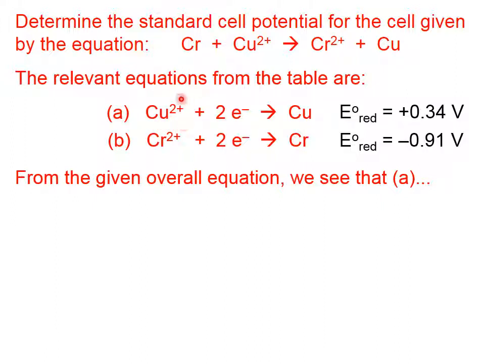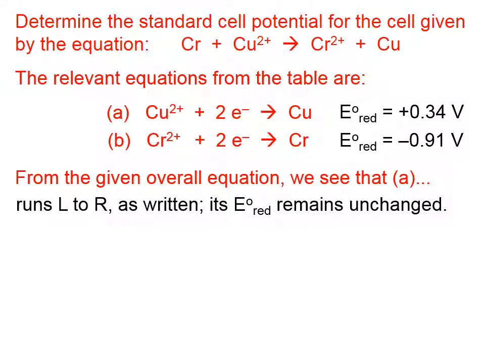From the given overall equation, we see that equation A, well, let's look at equation A. It's got copper 2 on the reactant side, and so does our overall reaction at the top of the screen. Therefore, equation A runs left to right as written. Its reduction potential remains unchanged. When we do something with the reduction potential, we're going to leave it as positive 0.34. In other words, equation A is what is happening at the cathode. The reduction happens at the cathode.